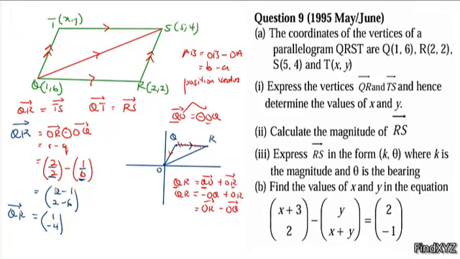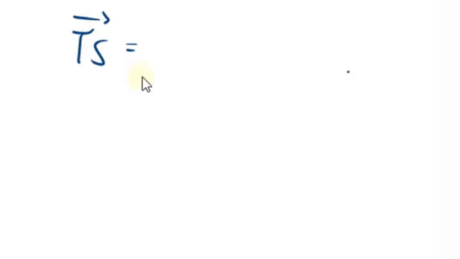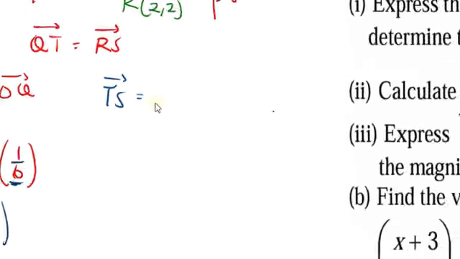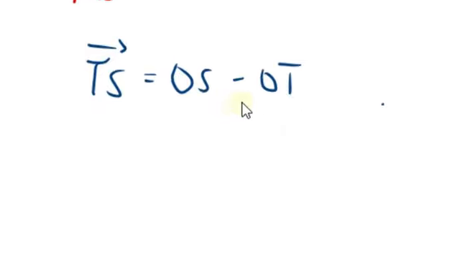Now we are saying that QR is the same as TS. It means that vector TS should also give us 1 negative 4. But let's express vector TS as a position vector. So we are going to do the similar thing here. So we can say vector TS. If we want to express this as a position vector, we can start from O to S minus O to T. We are going backwards, so we bring the negative.